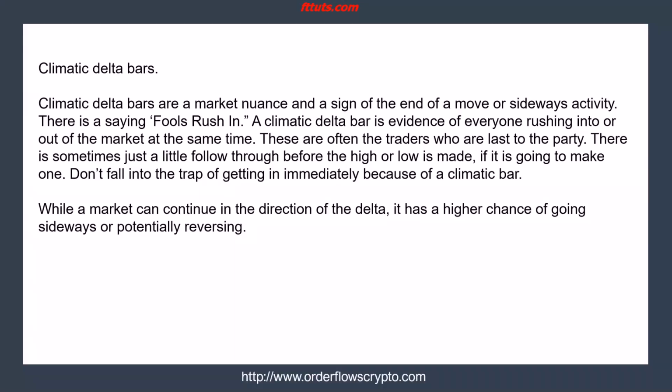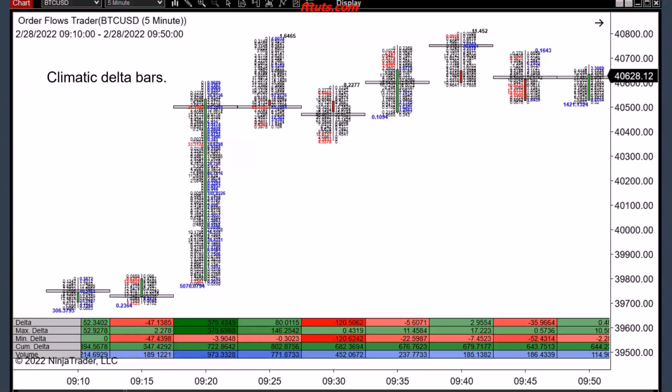And that is evident in the delta. Okay, so while a market can keep going higher, oftentimes it's just going to stall and go sideways. So you're long, you get that climactic delta bar, 375, right? It's almost 10 times any of your previous deltas.